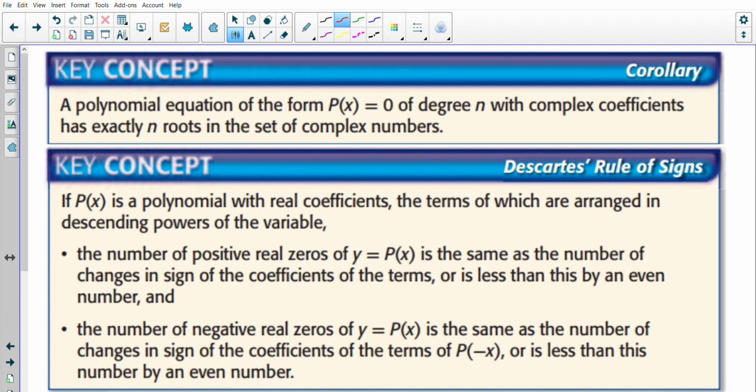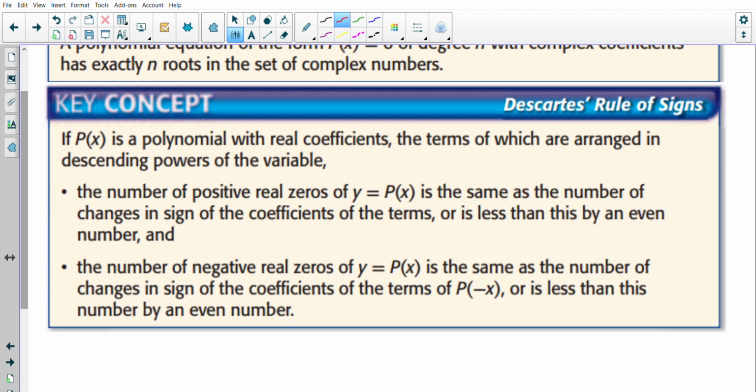Descartes' rule of signs. If p of x is a polynomial with real coefficients, the terms of which are arranged in descending powers of the variable, the number of positive real zeros of y equals p of x is the same as the number of changes in the sign of the coefficients of the terms, or is less than this by an even number. And the number of negative real zeros of y equals p of x is the same as the number of changes in sign of the coefficients of the terms of p of negative x, or is less than this by an even number. So if it's real, it's not imaginary. If it's not real, then it's imaginary.